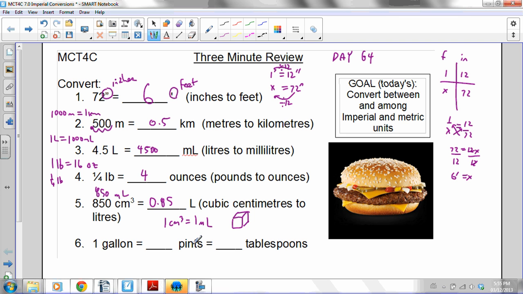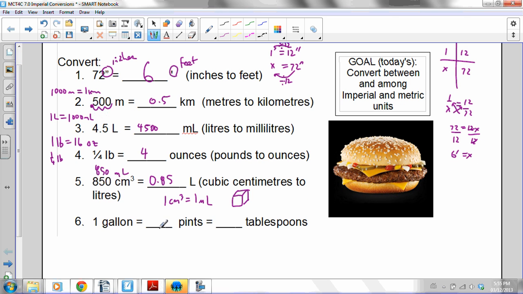Number 6, gallons and pints and tablespoons. And this might be one that I didn't know. I had to look this one up, and it's just because I'm not familiar with this. If you work in the kitchen and you deal with pints and tablespoons, or maybe in a garage somewhere where you're dealing with pints of oil and gallons of gas and all that business, maybe you're familiar with this. But if not, then you're going to need to look something up.